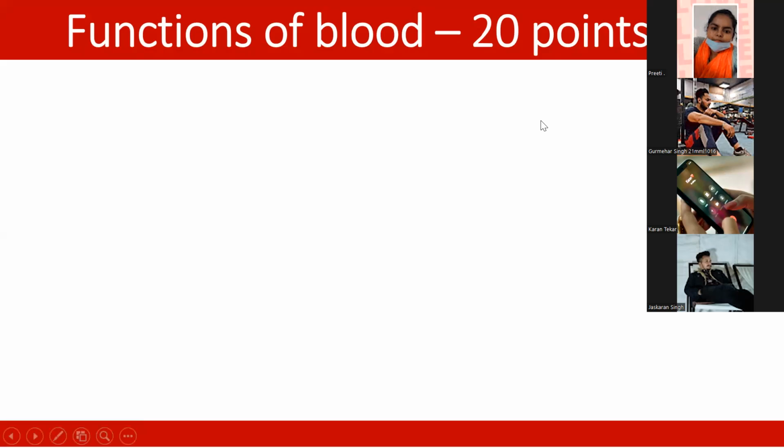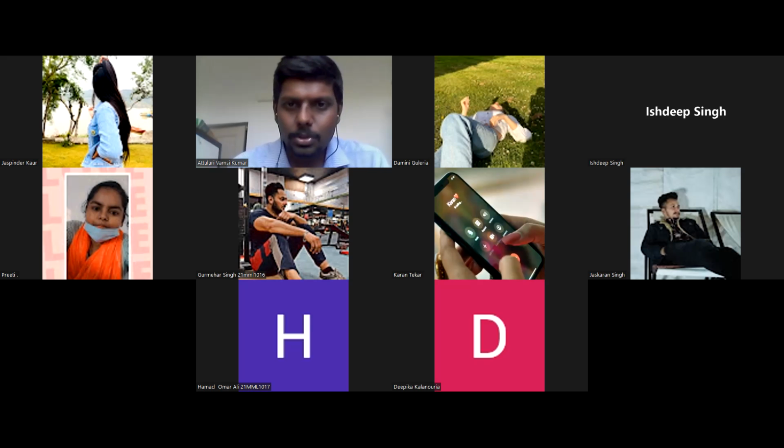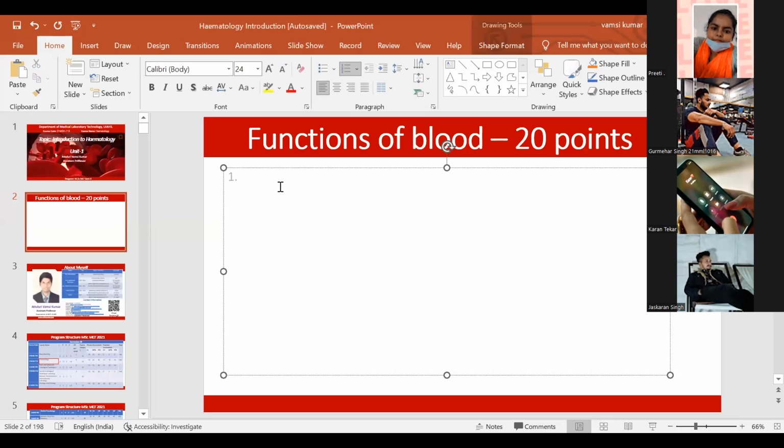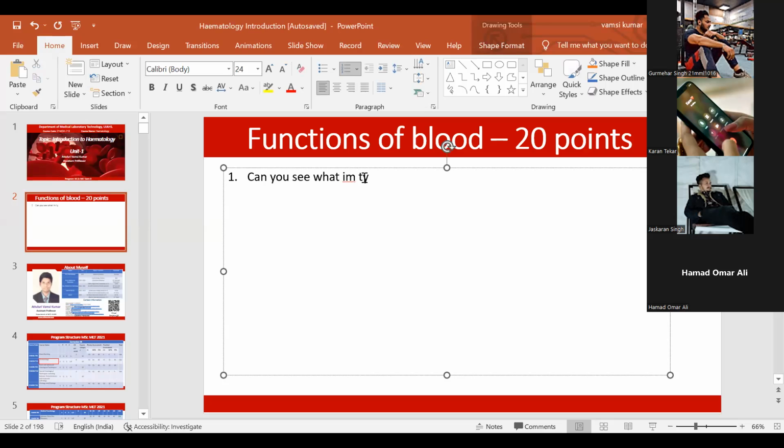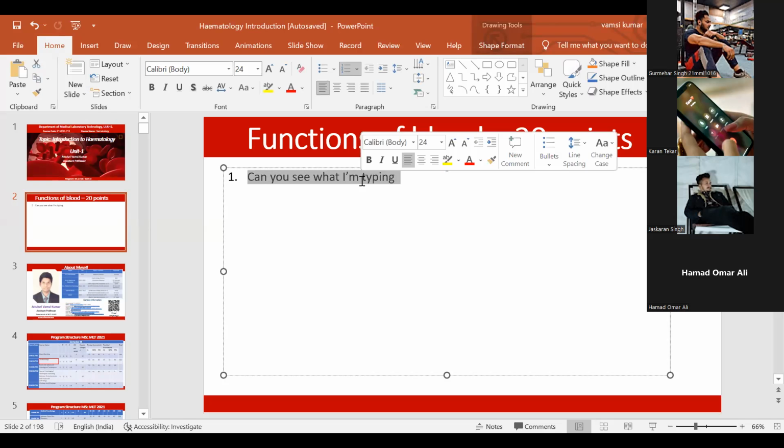Okay. So let me share my computer screen with you so that I can type. Can you see my screen, students? Can you see what I'm typing? Is it visible? Yes, sir. We can see. Yes, very good. Okay, then we can start.